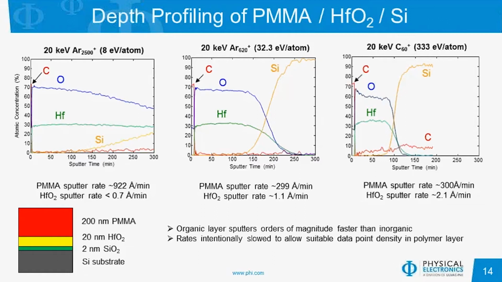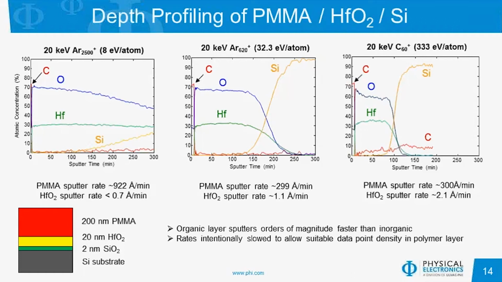although we expect less damage on the hafnium oxide as shown in previous slides, the sputter rate in the inorganic material is extremely slow. You'll notice that the difference between the PMMA and hafnium oxide sputter rates show more separation as we go from low eV per atom up to higher eV. So the C60 gives us approximately a 150 to 1 PMMA to hafnium oxide sputter ratio.